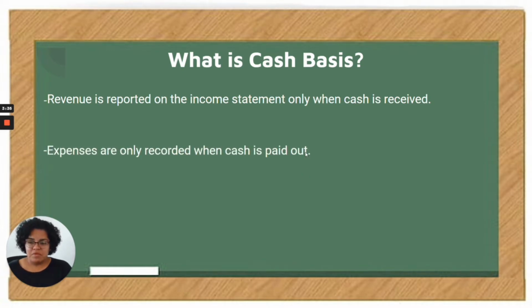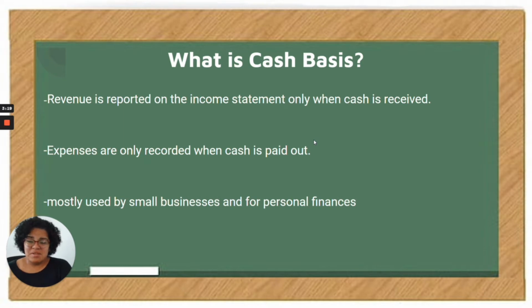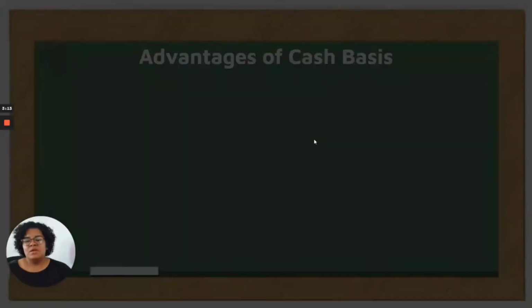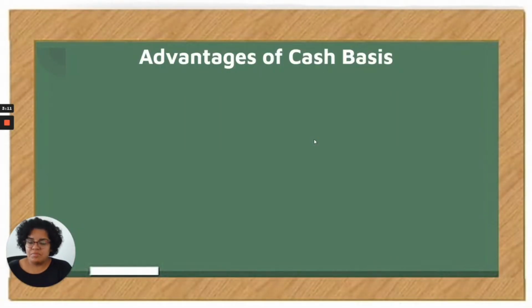And same idea for expenses. Expenses are not recorded until you have physically paid that out. So you have sent out that check or you have physically put that cash in the vendor's hands. The cash basis is mostly used by small businesses or for personal finances. So you might ask yourself, what are the pros and cons?